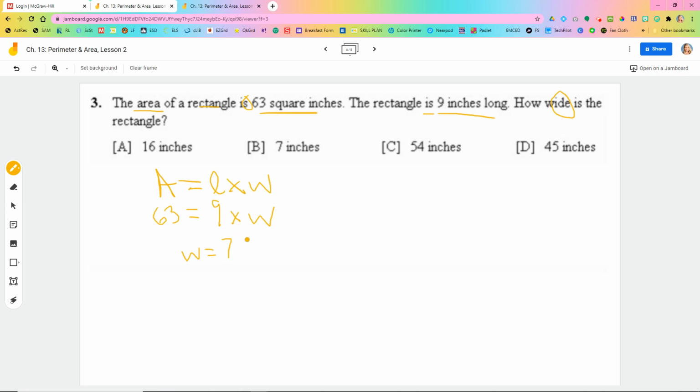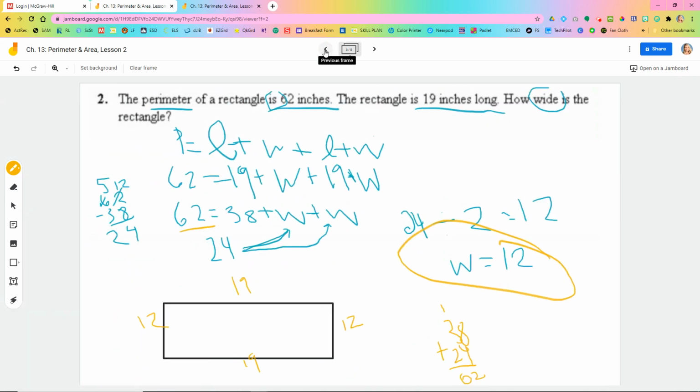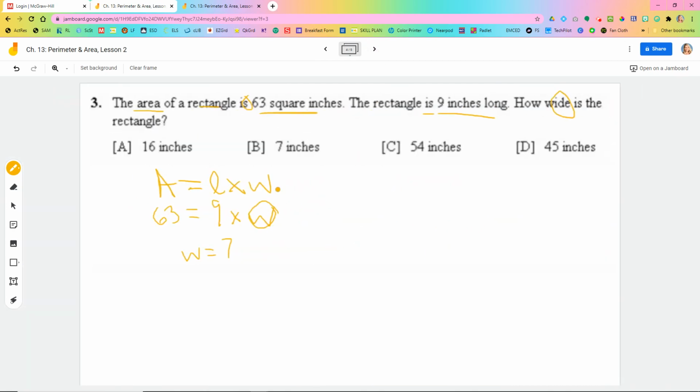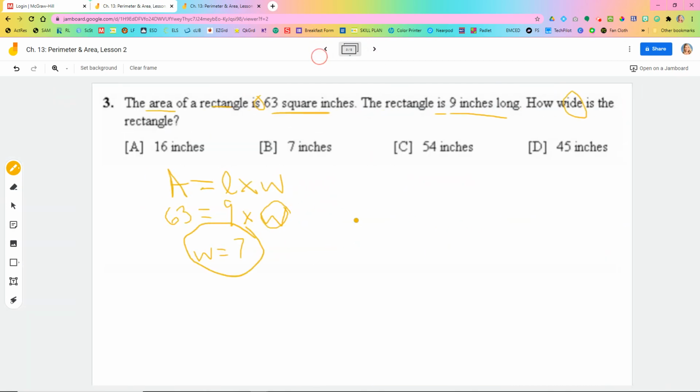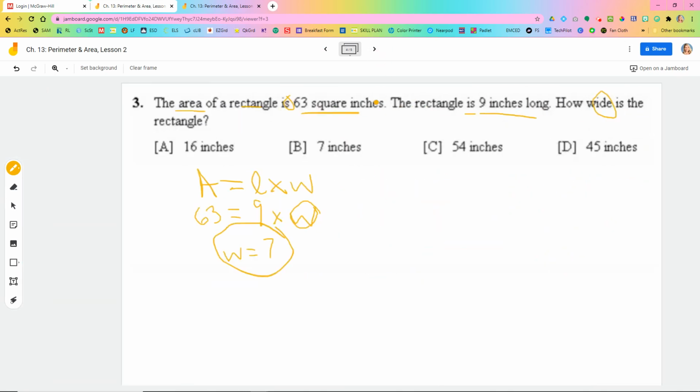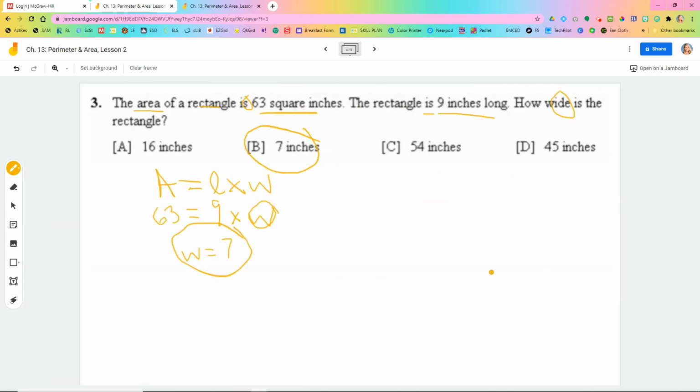Now, I just figured out the width. I have one W. I don't have two W's like I did with perimeter. I don't have to split it because it's area, and there's only one W. So this W gets everything. He doesn't have to share like perimeter does. So my width here is 7. And if you need to check by finding the area, you can say one side is 9, one side is 7. 9 times 7 is 63 square inches.